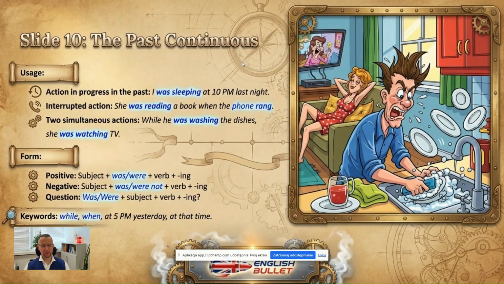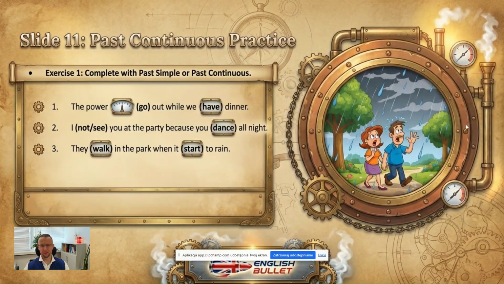And the keywords: while, when, at 5 p.m. yesterday, at 10 a.m. yesterday, at 3 p.m. 2 days ago, at that time. So these are the terms that describe a certain point of time in the past. Okay, and we have some practice, past continuous practice.